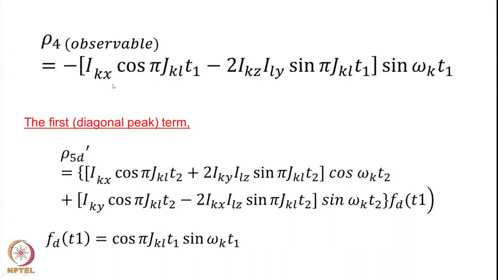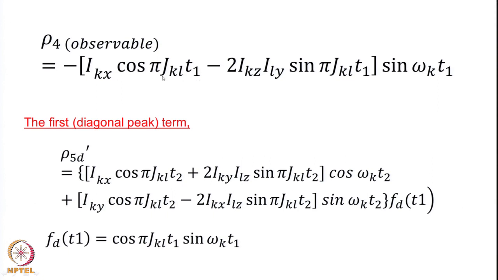Observable and non-observable arise because of what? Because the trace of the IKX or the IKY operator with the density operator has to be non-zero. If you measure the X magnetization, you take the IKX operator; if you measure the Y magnetization, you take the IKY operator. So this calculation was arrived at starting from the K spin magnetization to begin with. Similar things will appear when you start from the L magnetization also, but it is enough to demonstrate by taking the K spin alone.